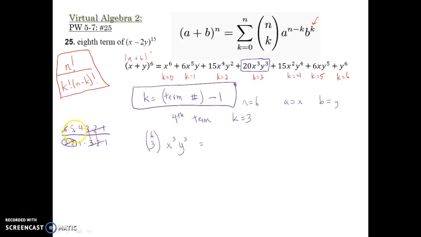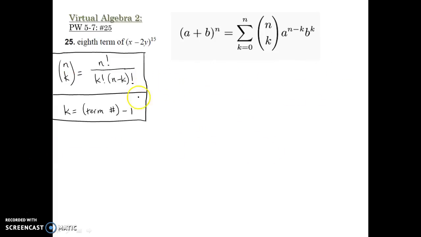And what do I have left? On the top I have 5 times 4 is 20, and only 1 on the bottom, so 20 over 1 is 20. So that means that 6 choose 3 is 20. So 20 x to the third, y to the third is our fourth term.